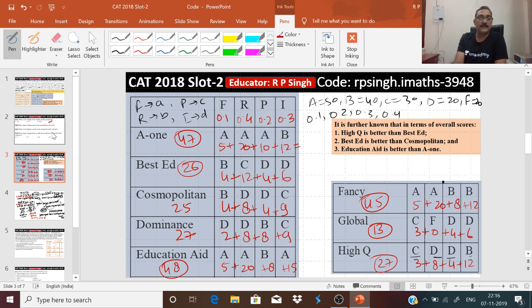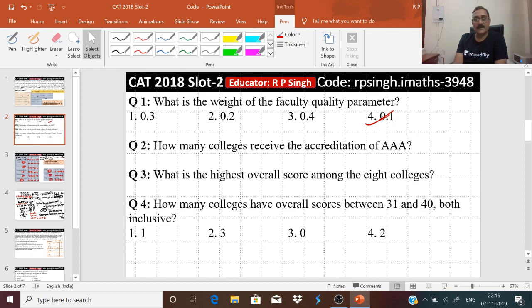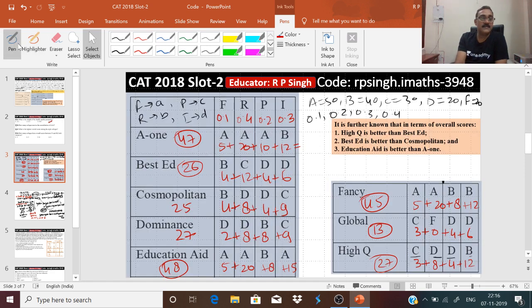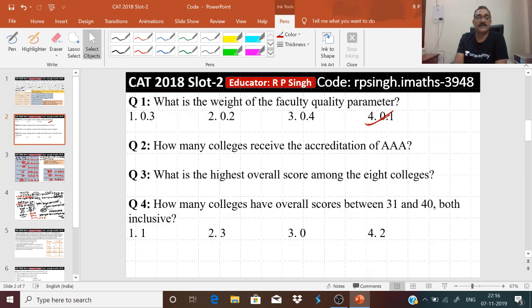So what is the question? How many colleges received the accreditation of AAA? AAA, guys, AAA means 45 or more than 45. So 1, 2 and 3. 45 or more than 45. So the answer of this question is 3. Answer of this question is 3.